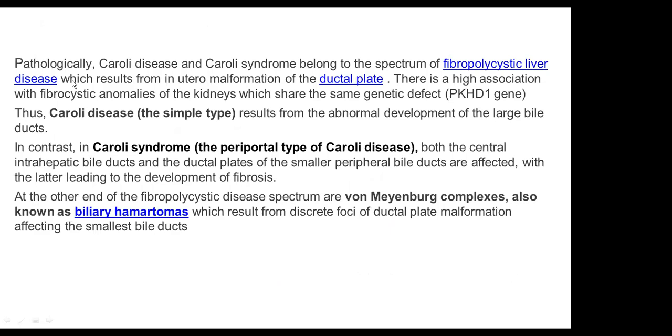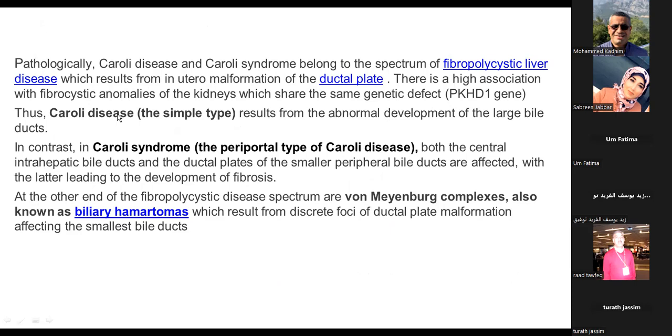So pathologically, Caroli disease and Caroli syndrome are a spectrum of fibrocystic liver diseases resulting from in-utero malformation of the ductal plate discussed before, and there is a high association with a fibrocystic anomaly of the kidneys, which share the same gene defect, the PKHD1 gene. So Caroli disease, which is the simple type, results from abnormal development of the large bile ducts, while Caroli syndrome, the periportal type of Caroli disease, involves both the central intrahepatic bile ducts and the ductal plate of the smaller peripheral bile ducts, so it leads to the development of fibrosis.